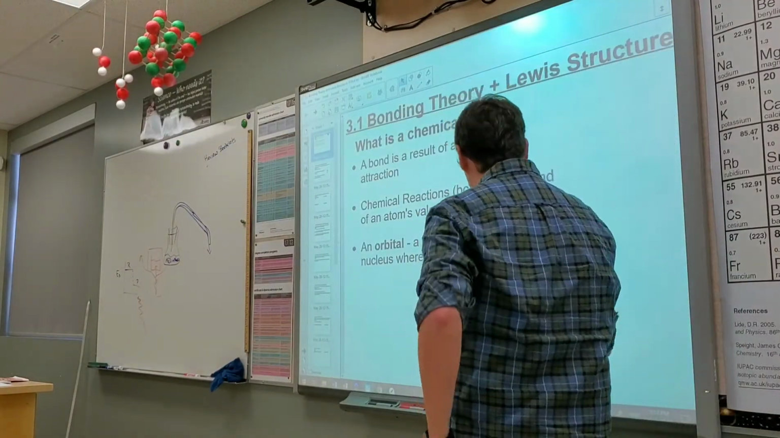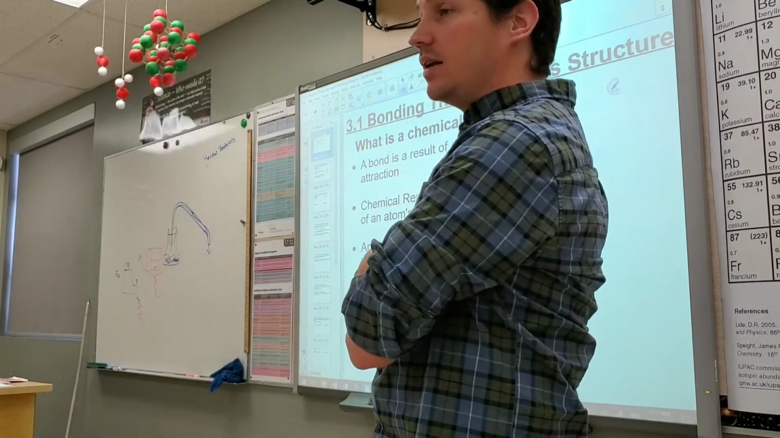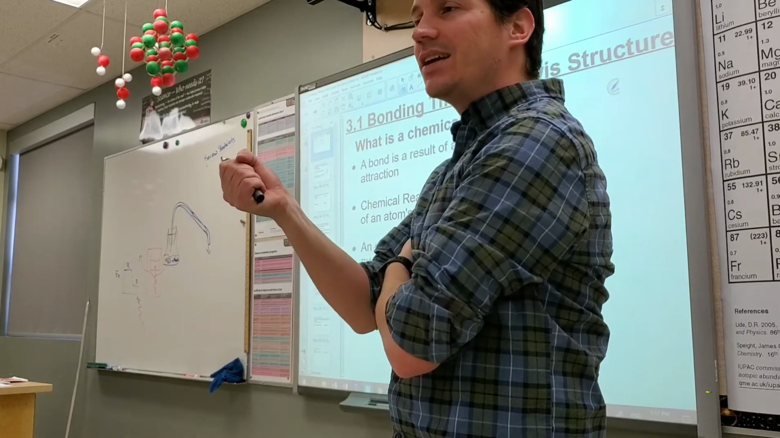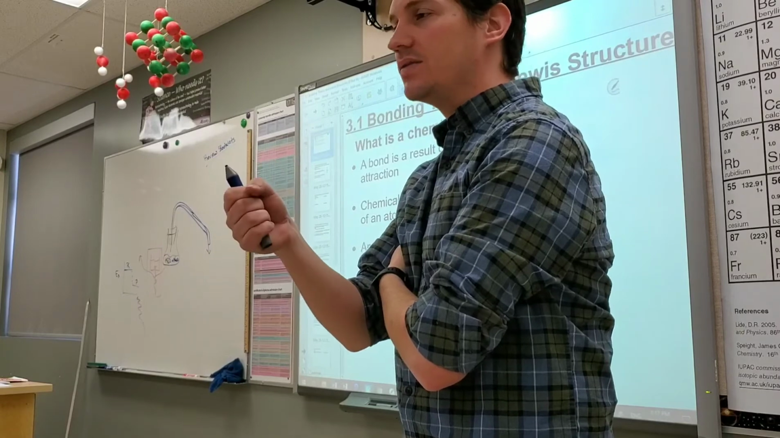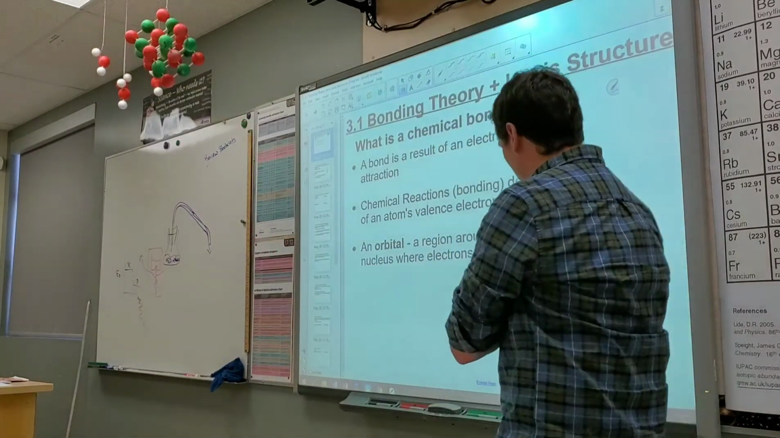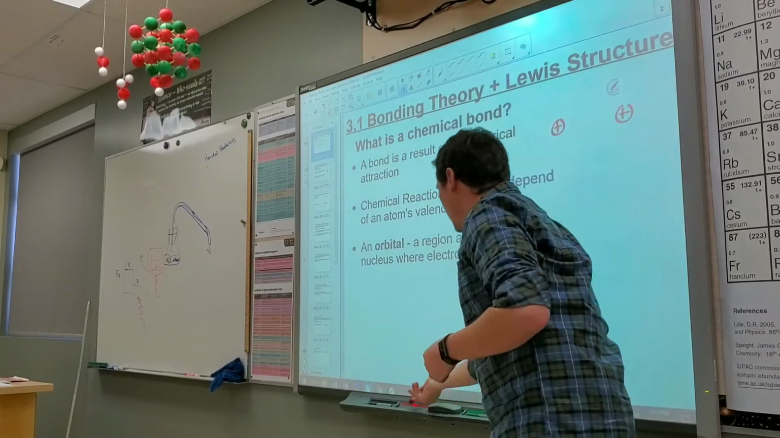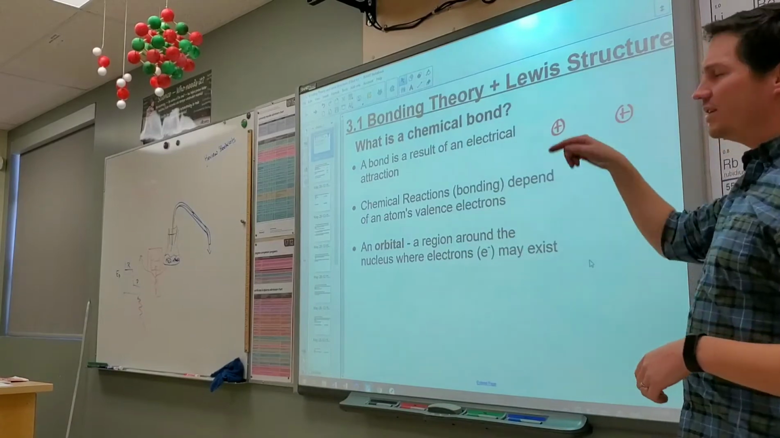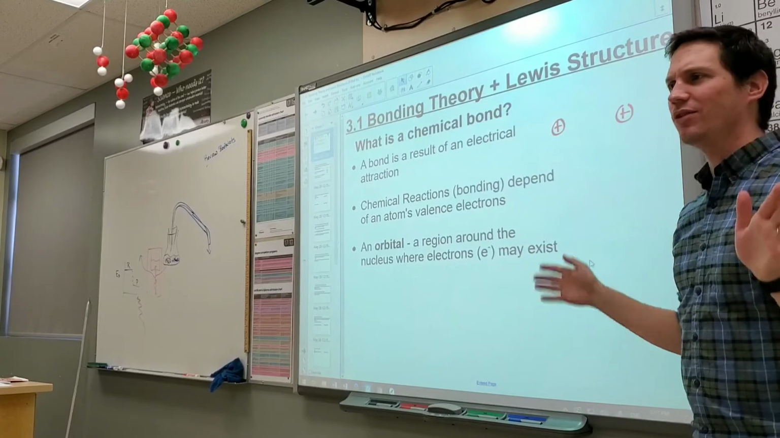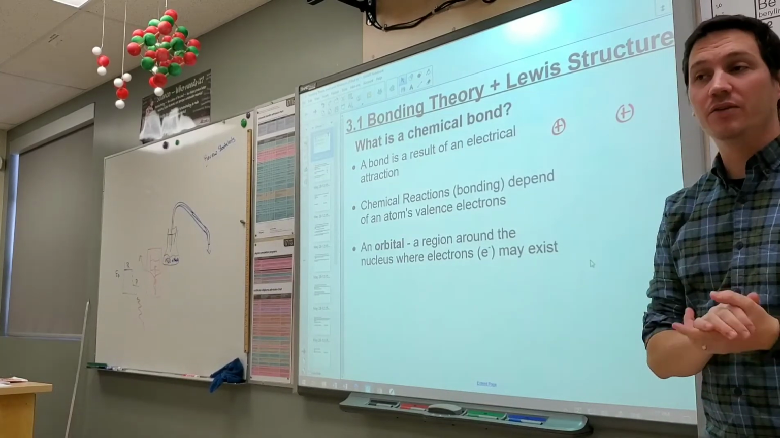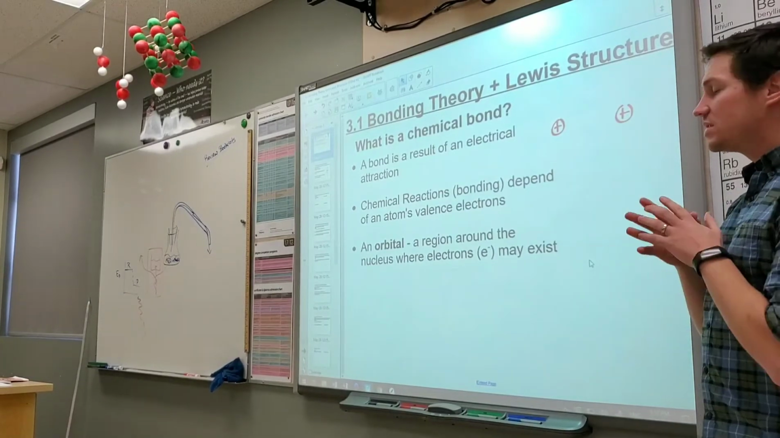In order to do that, we need to talk about what a chemical bond is. A chemical bond is an electrostatic interaction. It's an attraction between positives and negatives. If you wanted this positive to be attracted to that positive, normally are positives attracted to each other? No, they're not even close to being attracted to each other. They repel each other, right? So how could we get these positives to be attracted to each other?